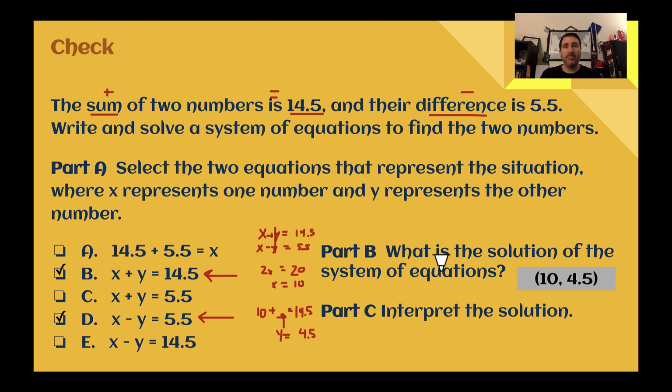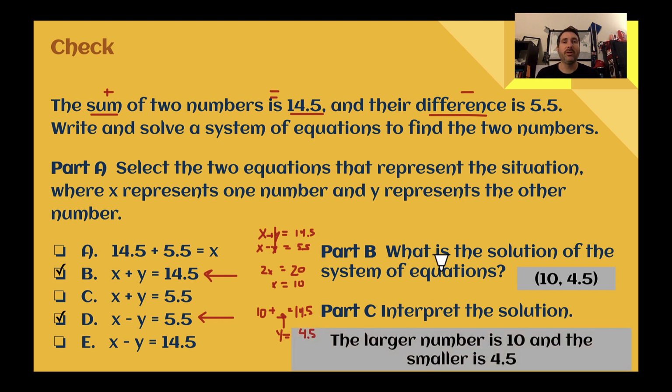What does this mean? Interpreting our solution just means that the larger number was 10 and the smaller number in this was 4.5. They added together to get 14.5, and subtracting them, we got 5.5.